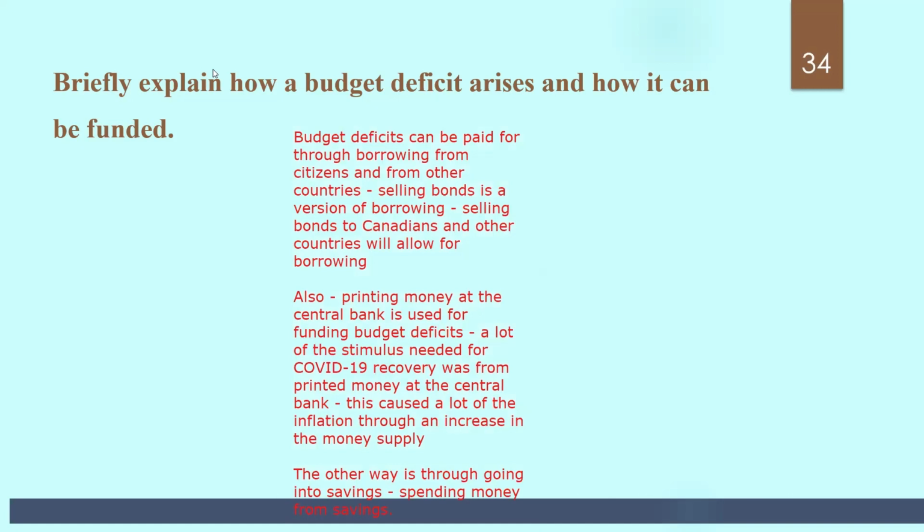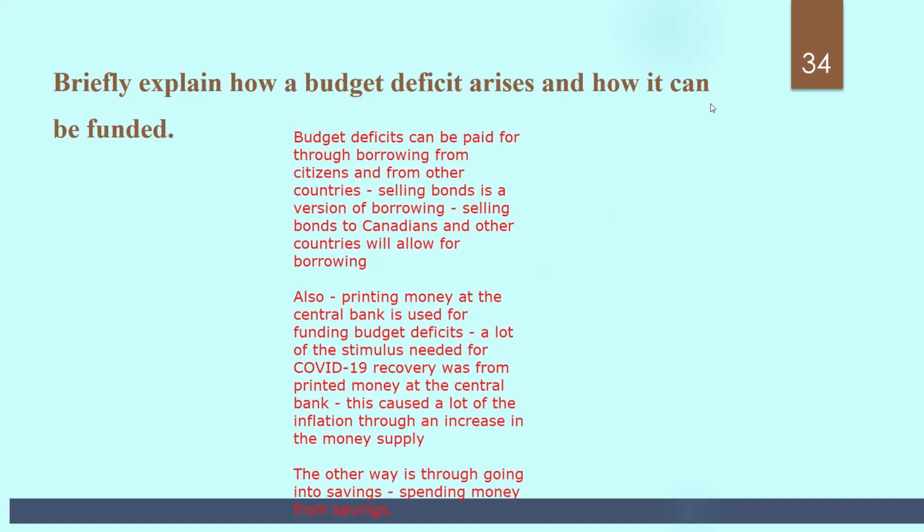And it's similar to households too, except we can't print money. That's the one thing we can't do. The borrowing is similar to us, and the savings is similar to us. So we can borrow and we can dip into our savings to pay off our deficits, but we can't print money. That's the difference between us and the government. We can't print money, but they can.